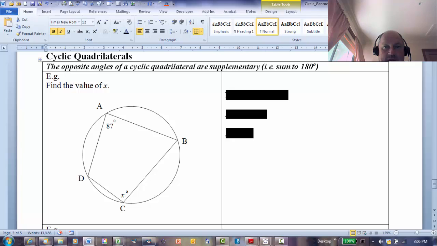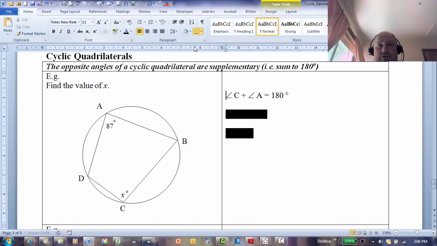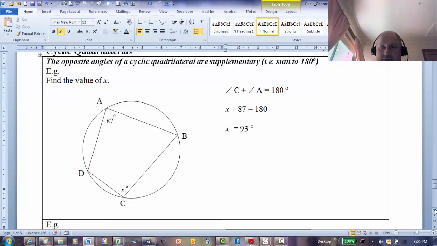First of all, I'd like you to make sure this is in your notes. The first thing we'll say is angle at C plus the angle at A is equal to 180 degrees. Then the next line we can say is that X plus 87 must equal 180, and therefore X will be equal to 93 degrees. I have a second example here.